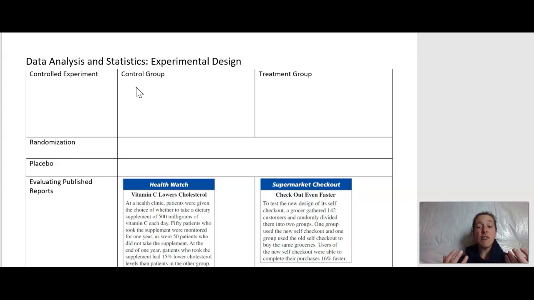Great, so my control group is the group that has ordinary conditions, meaning I really haven't changed anything. They may think I've changed something, but I haven't actually changed anything. Then the treatment group, which is this group over here, is where I've actually changed something and we're trying to see if it's going to work.